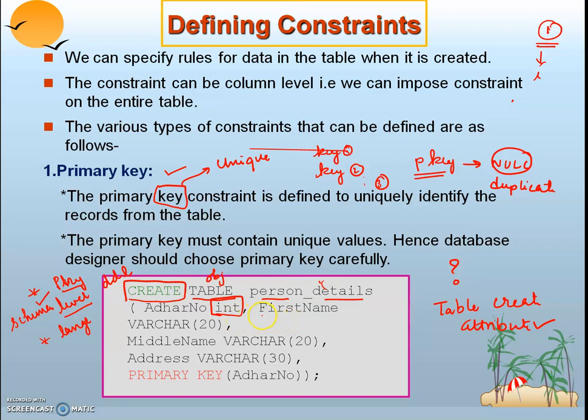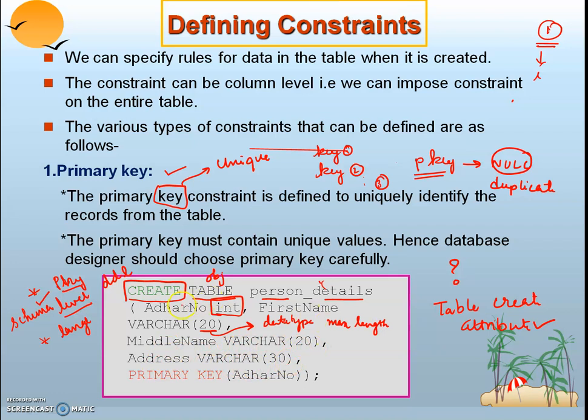So next one is the first name. First name should be a variable character, that is varchar in bracket 20, and you already know what this 20 is from my previous lecture. In data types, we spoke about what that n value means. 20 is nothing but the maximum length of the data, or the characters, that is allowed. Same way, middle name varchar 20, next one address varchar 30.